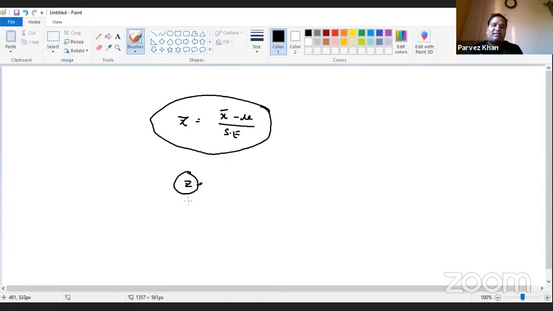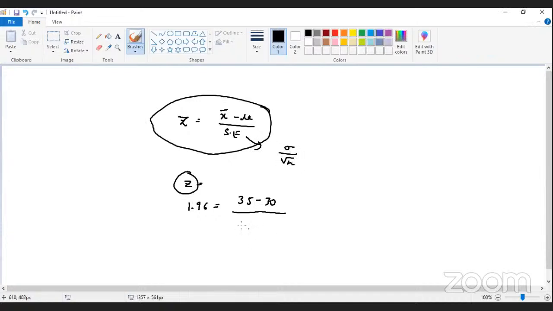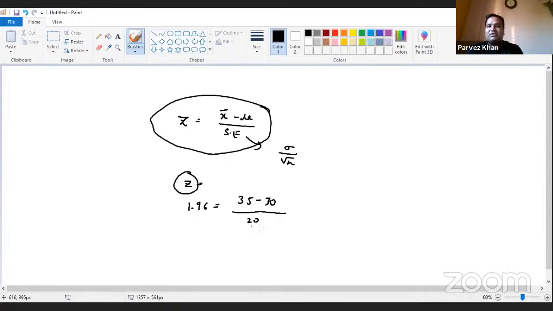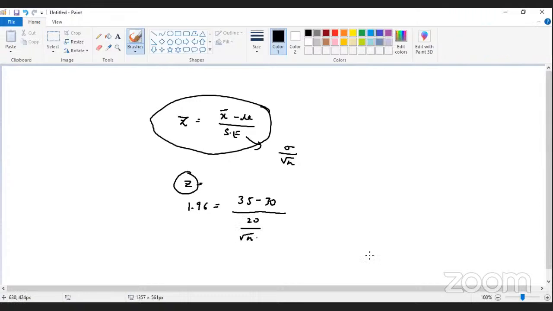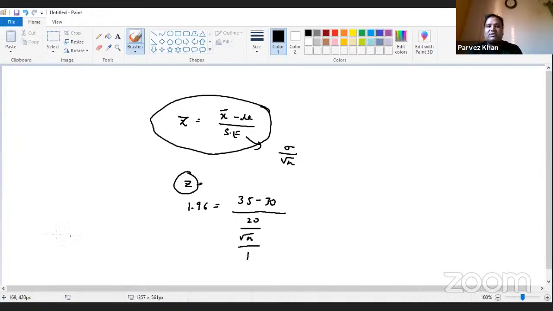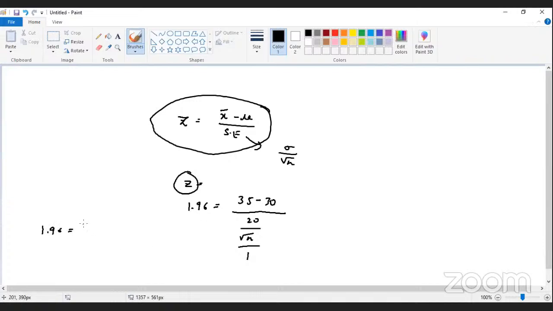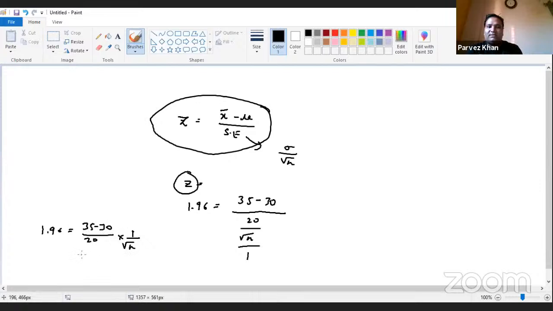They'll give something like 1.96 or 2.5. X bar value also, I'll just put some values and show you. Suppose Z is 1.96, X bar is 35 and mu value is 30. Then for standard error, I'll use sigma by root n. Sigma value also they are going to give you, suppose for example 20. But they are not giving the n value. So this will go up and you will solve it. The simplification we have to do.